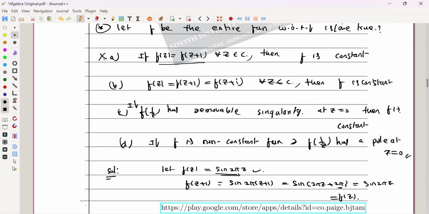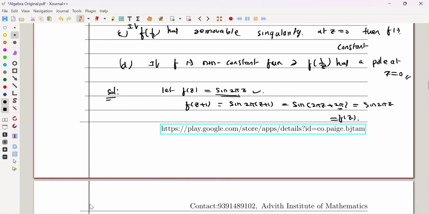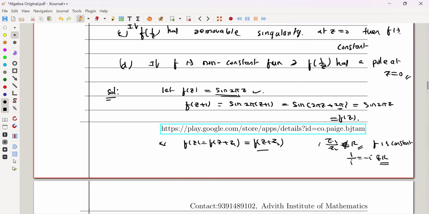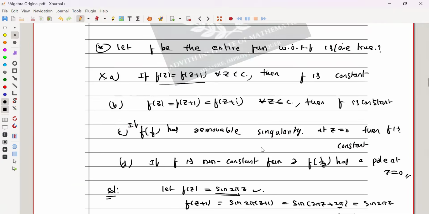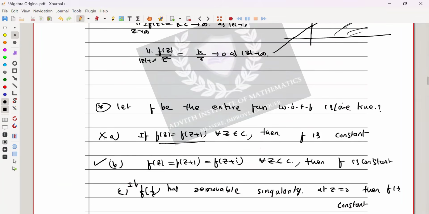Option B: f of z is equal to f of z plus z1 equal to f of z plus z2, and z1 by z2 does not belong to R, then f is constant. Here z1 by z2 is 1 by i, which is equal to minus i, which does not belong to R. So therefore the function should be constant. That means it is bounded, so by Liouville's theorem it is constant.